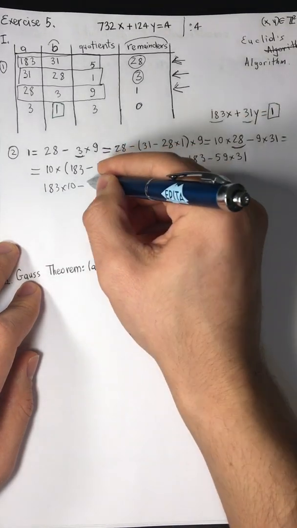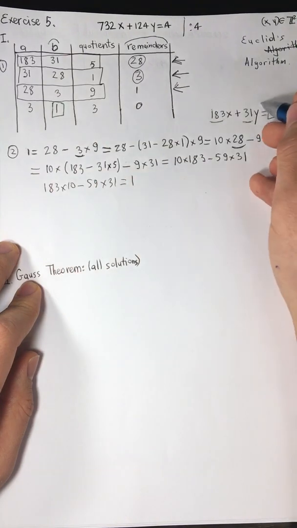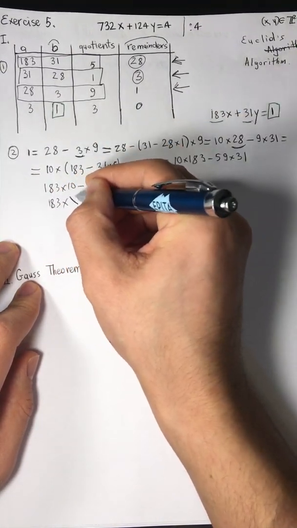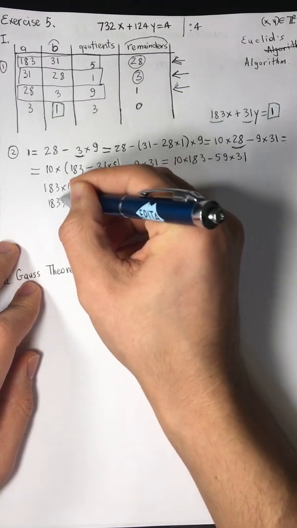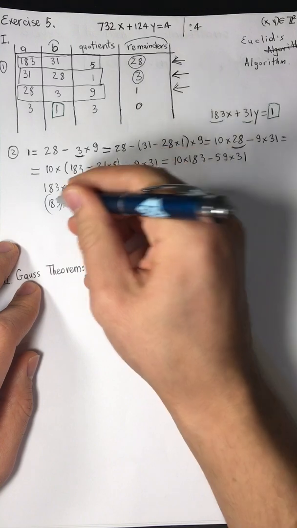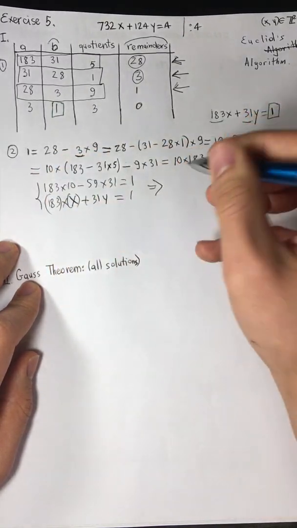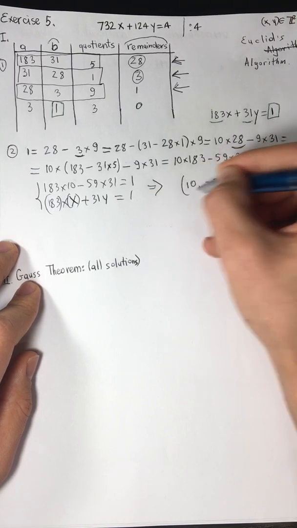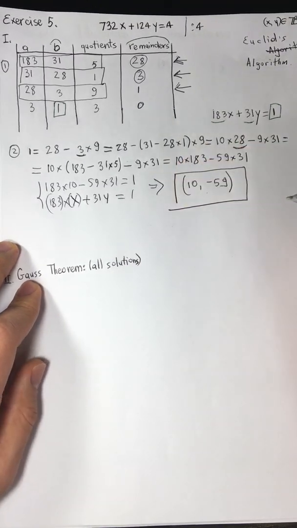This is minus 59 times 31 equals 1. And then I have this equation, 183 times x plus 31y. This is x, this is y. So based on these two, I can decide that the solution is 10 and minus 59. So this is the answer for the first question.